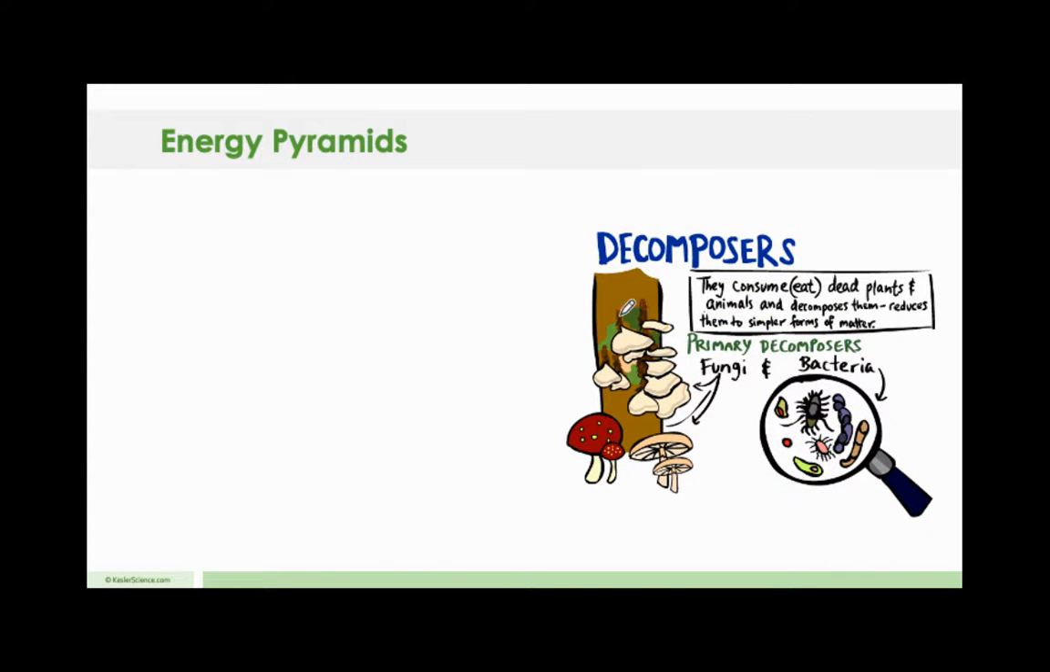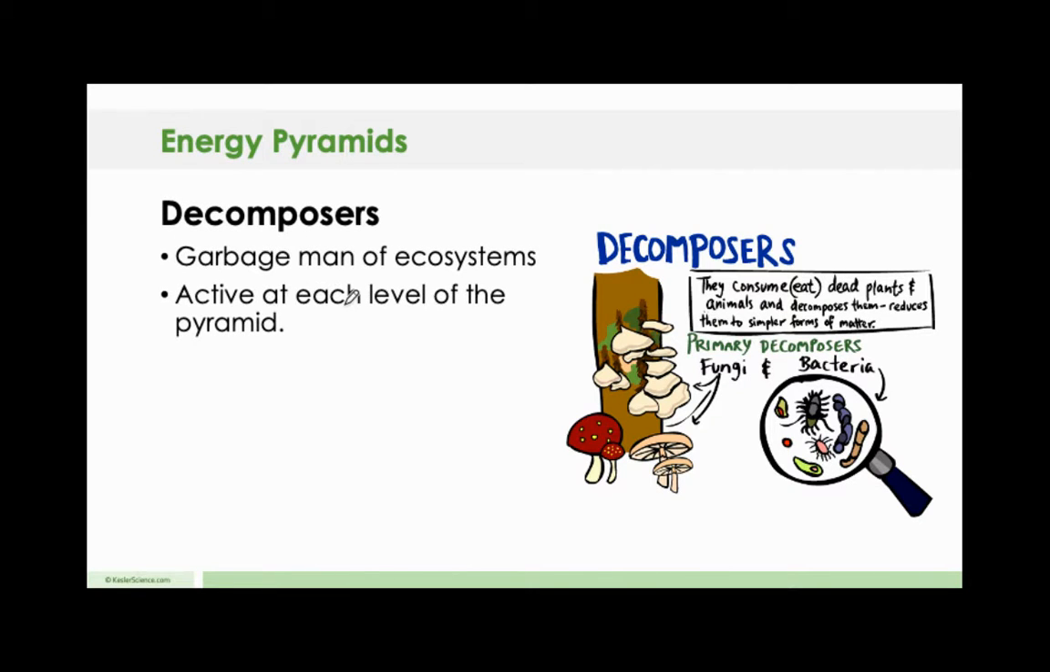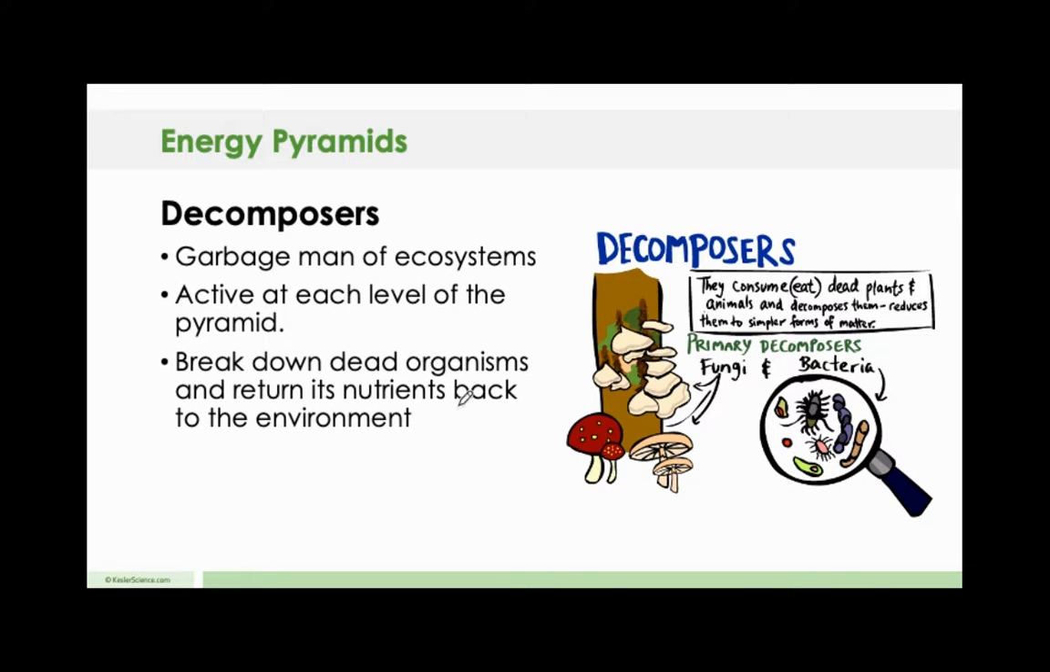Then, lastly, we have our decomposers. They consume dead stuff. They're the garbage man. They clean stuff up. They are active at each level of the pyramid. They break down dead organisms and return nutrients back into the environment. So they are going to be able to clean up anything that is dead.